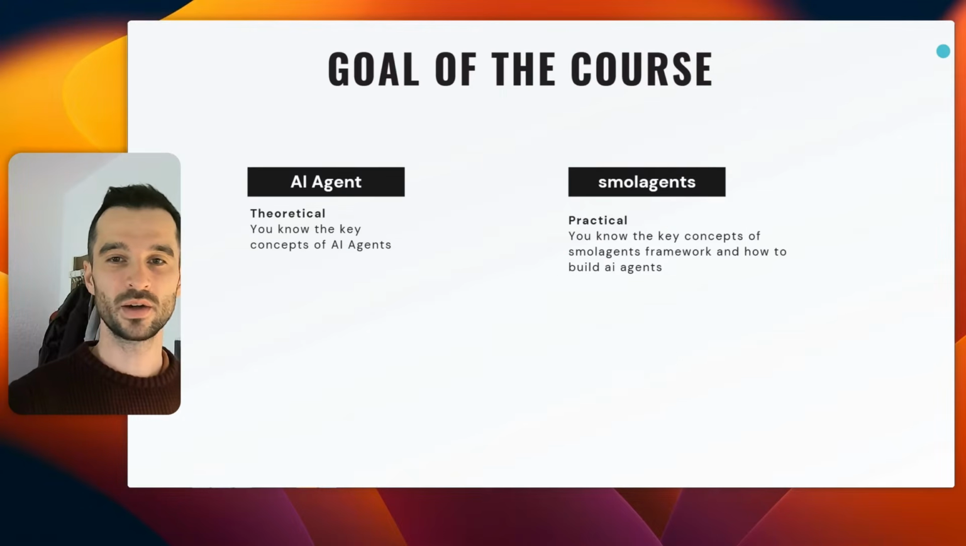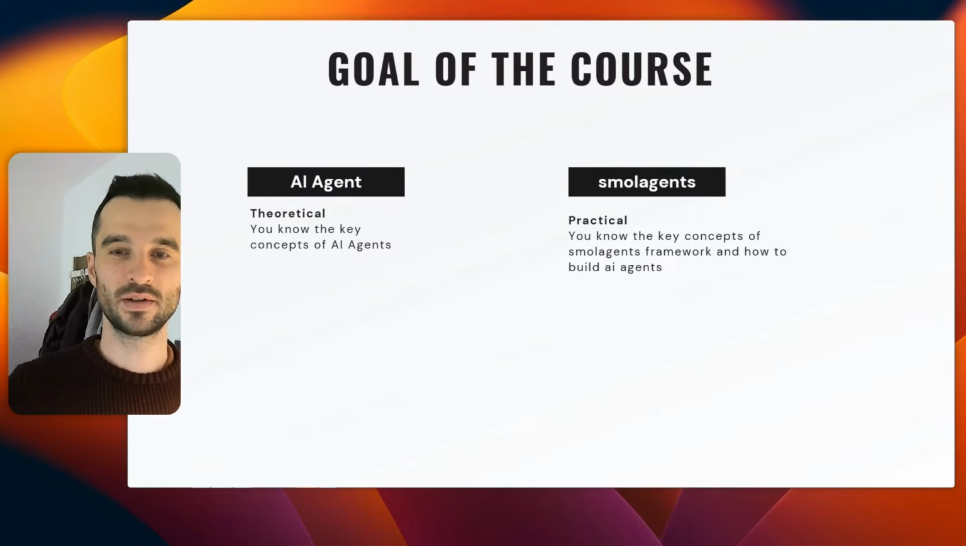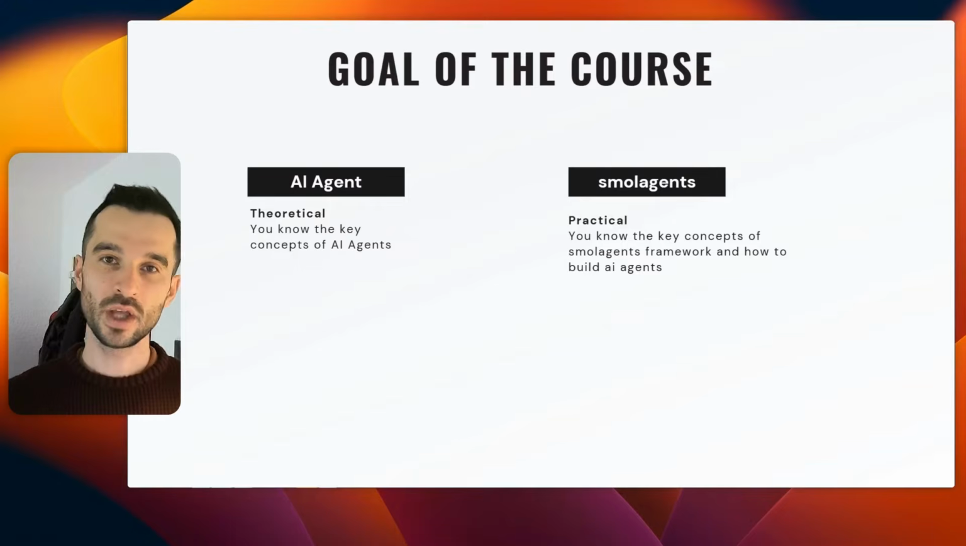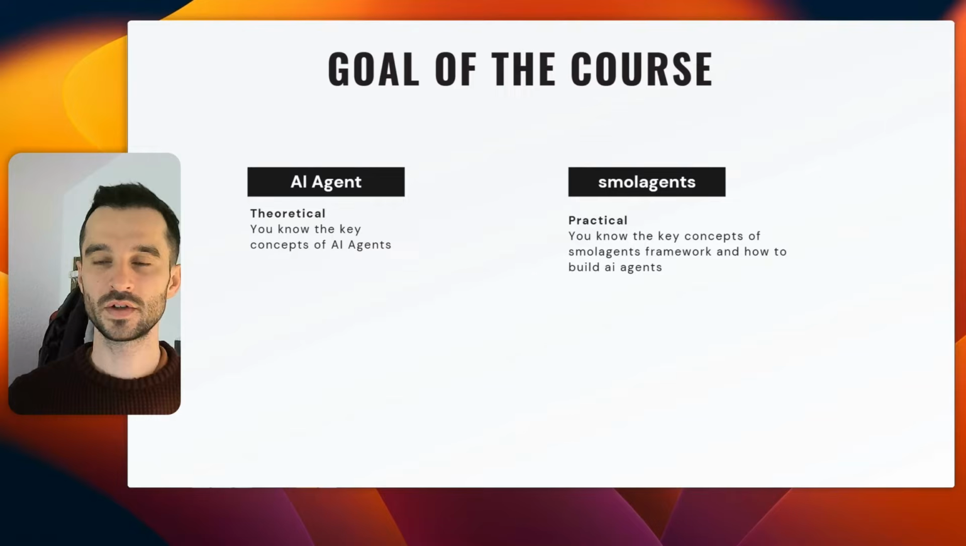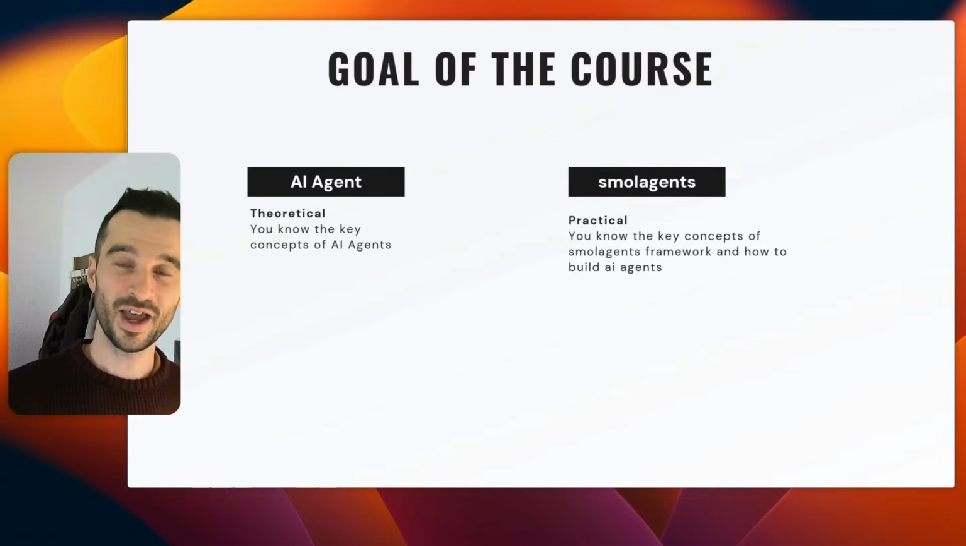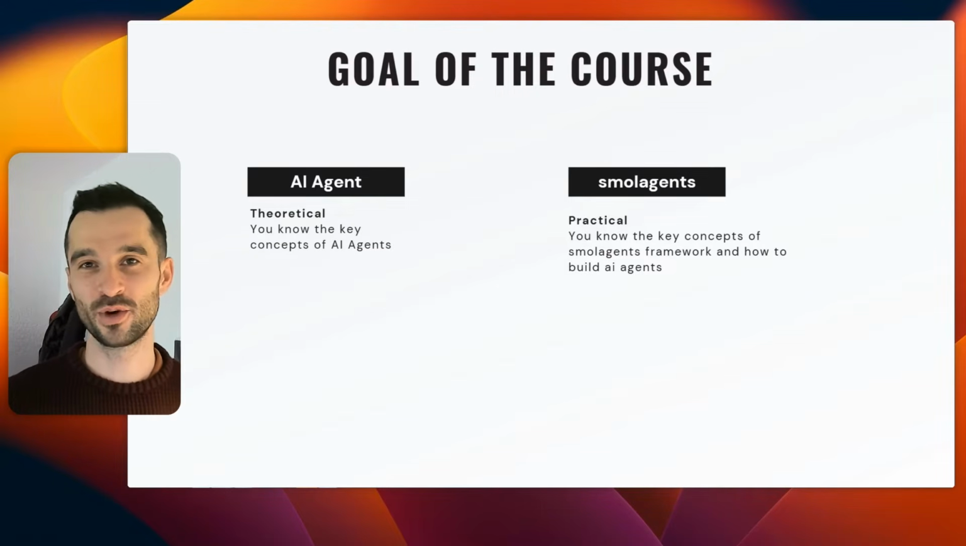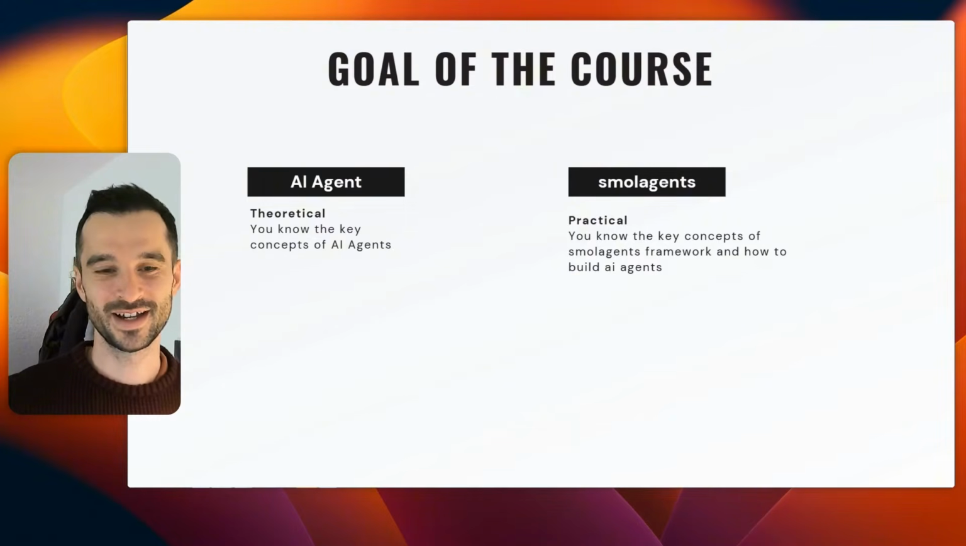So let me quickly outline what you can expect from this course. We will start first with the fundamentals so that we have a baseline of what AI agents are and how they differ from traditional LLMs. And then we map this theoretical knowledge and actually implement a real agent with the help of smolagents. So the goal of this course is clear. At the end of it, you should have a theoretical understanding of what AI agents are and also be capable of implementing one with the help of smolagents.